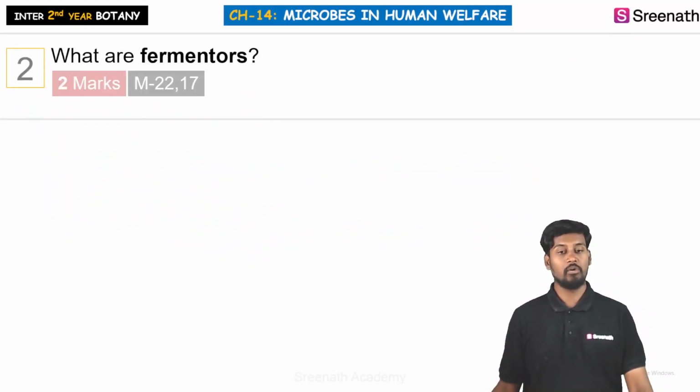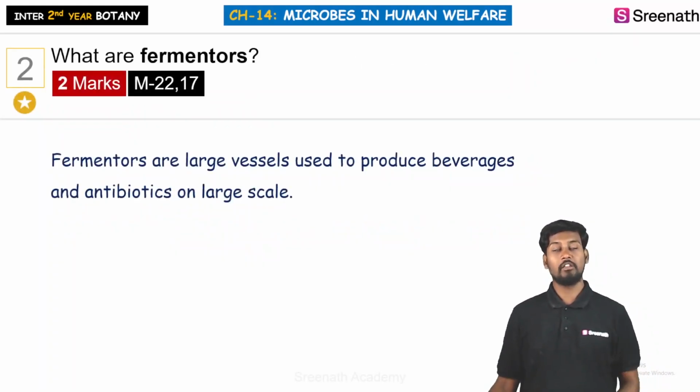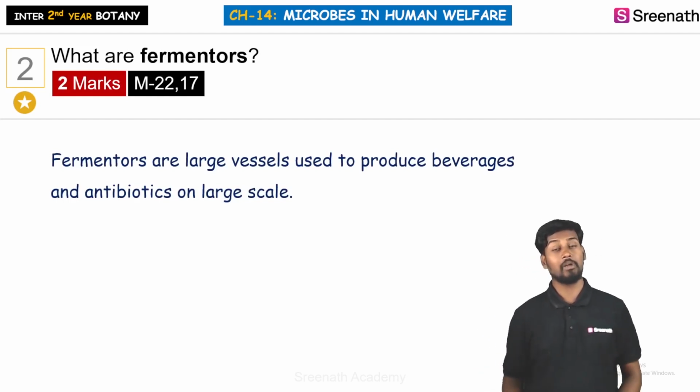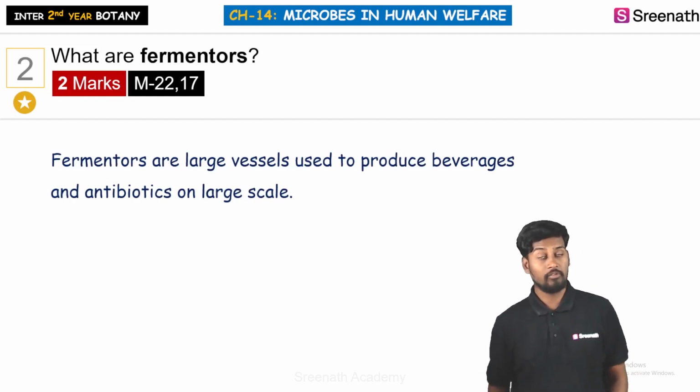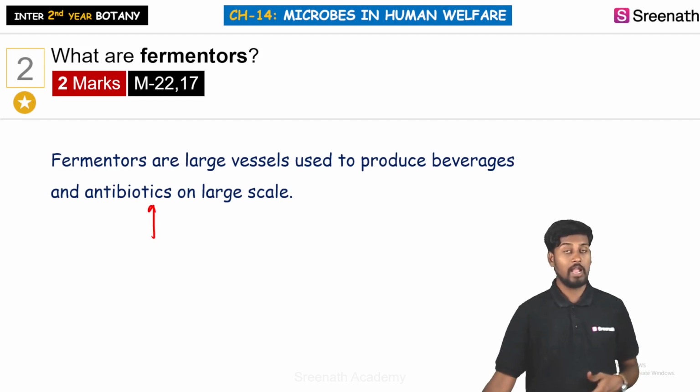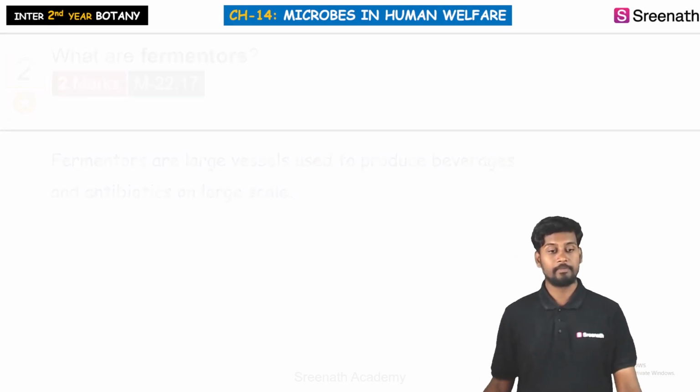And the second question is, what are fermenters? Fermenters are large vessels which control all the optimum conditions required for fermentation to take place. They are generally used for the production of beverages and antibiotics on a large scale.